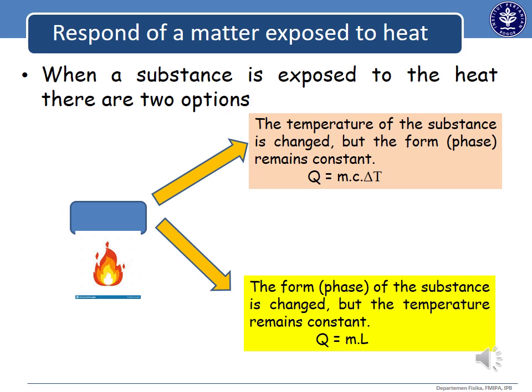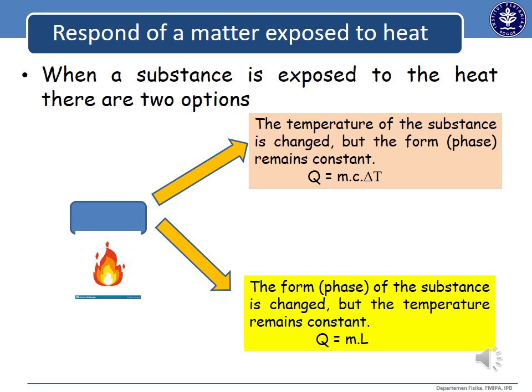When the temperature of the substance changes, you have delta T, and the heat needed to raise the substance to that particular temperature is Q equals m c delta T. In this process, the substance is still the same. If the substance is solid, it's still solid. When the substance is liquid, it's still liquid.